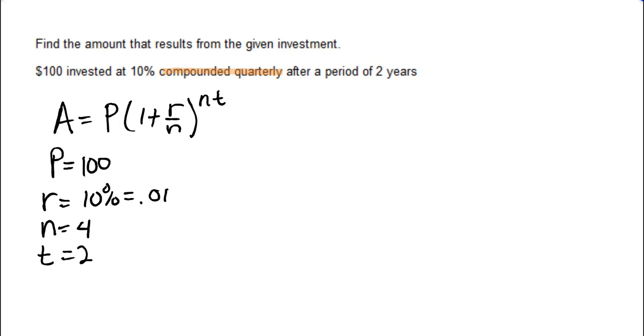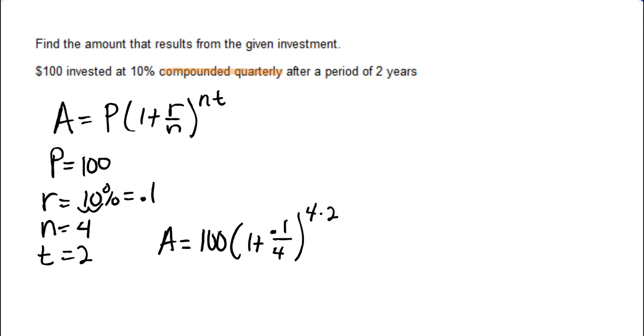So let's substitute these values into the formula. That's A equals 100 times 1 plus 0.01. Hold on, do I have that right? That's wrong. Let me fix that. So 10%, we move the decimal place 2 places, so that's 0.1, 0.1 over 4, that's our N, to the 4 times 2.